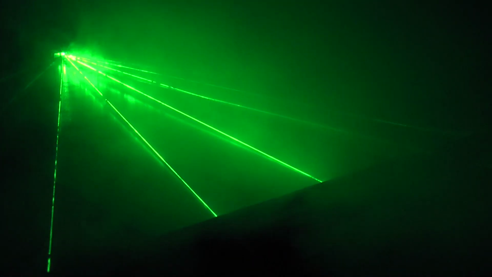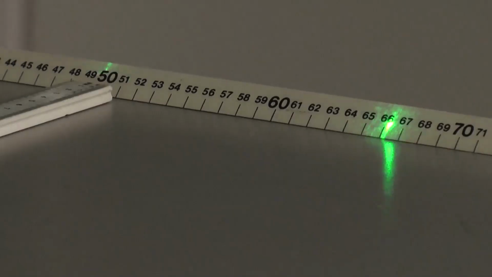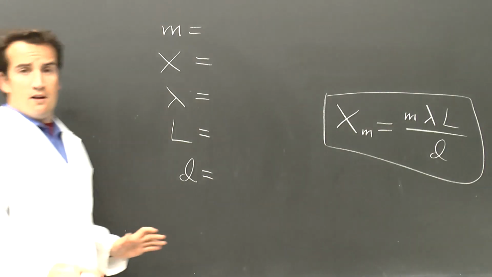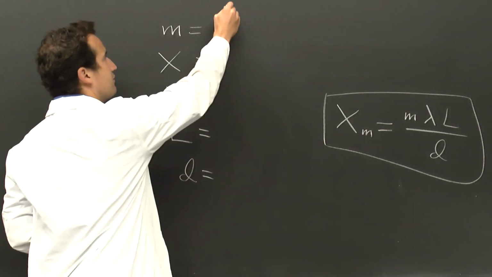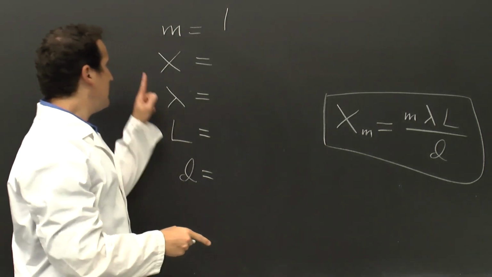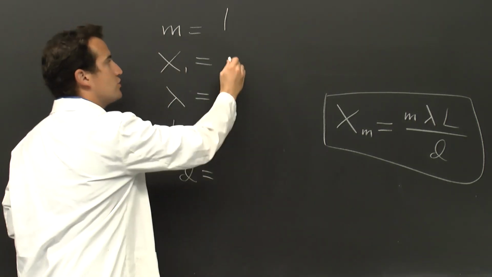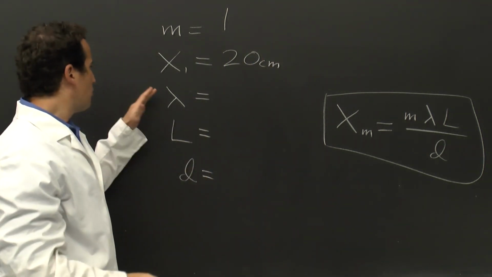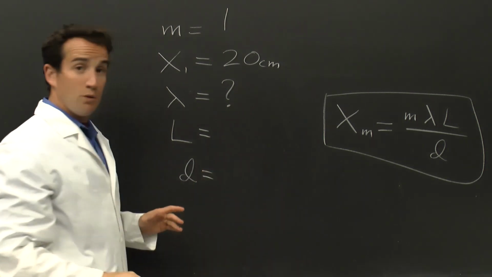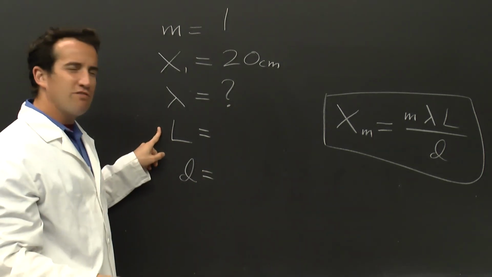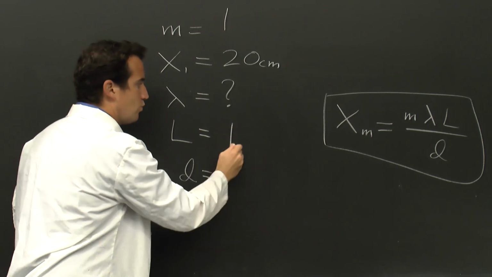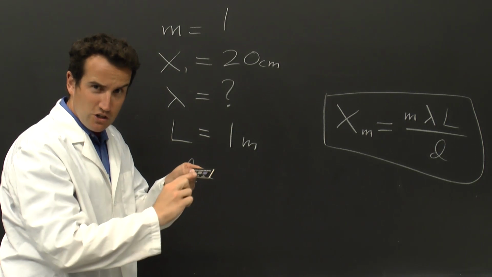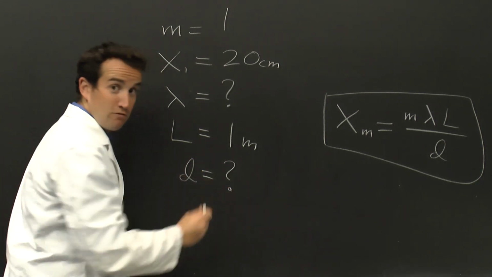You'll also notice that different colors get different amounts of diffraction. Less diffraction for green and less diffraction for blue. In our experiment, we were using the first dot, number 1, and it was a distance of 20 centimeters from the central dot, number 0. The wavelength we don't know, but we will calculate later. The length from the laser to the screen was 1 meter, and the distance is the distance between the lines of the diffraction grating, and we'll have to calculate that right now.